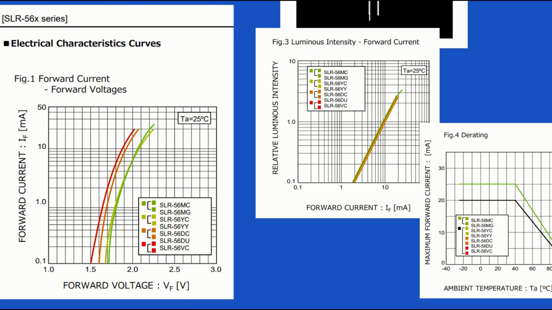SLR56X. And datasheets are invaluable when you're designing and building things or even troubleshooting things to understand how the devices work. In this particular datasheet, it actually covers several different LEDs with different colors. The red one is here. And what are we looking at? Forward voltage is on this axis and forward current is on this axis.